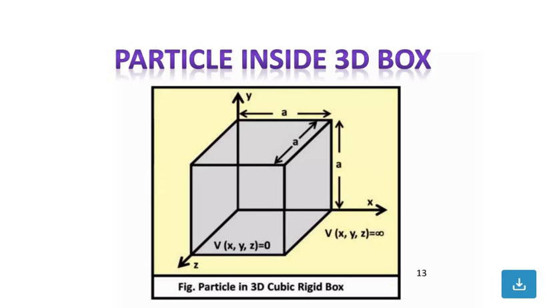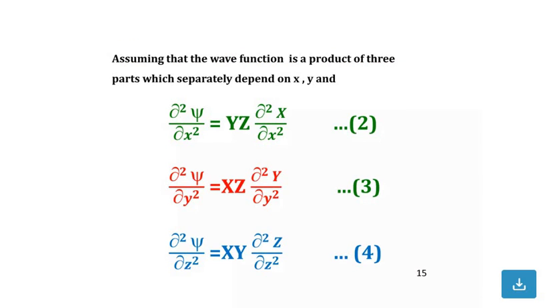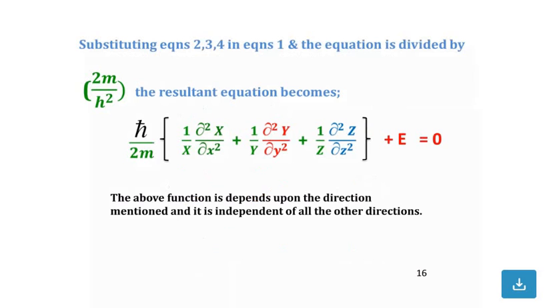Now the particle inside a 3D box, you can see. So the time independent Schrodinger wave equation, this is the only parameter we have changed. Assuming that the wave function is a product of three parts which depend separately on x, y and z, this is the separated part.